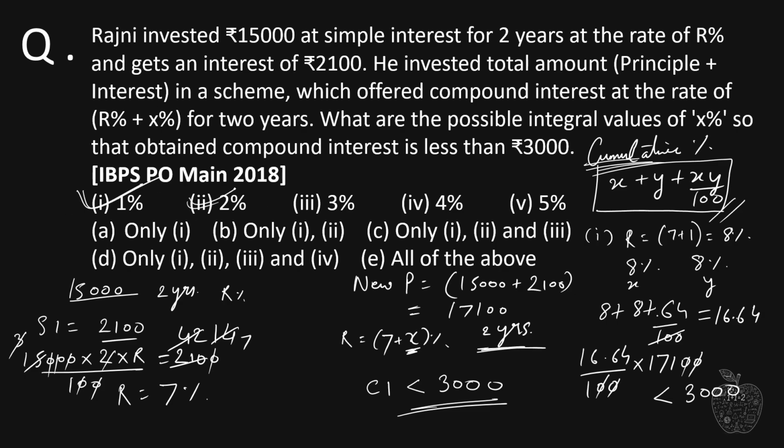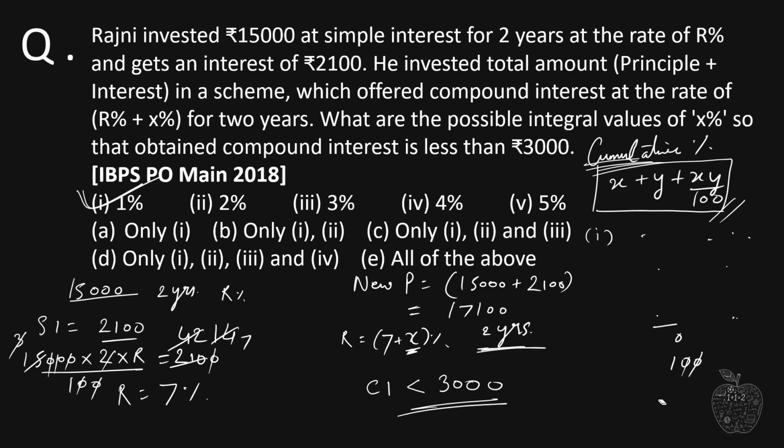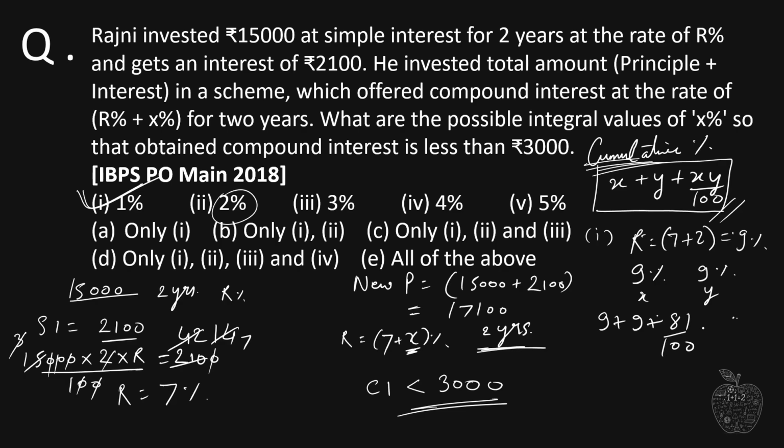Now let's calculate for option 2. Let's take the value of X as 2%. So we get R equals 7 plus 2, which is 9%. So we get 9% in the first year and another 9% in the second year. Let's take this as X and this as Y and substitute these values in the formula. We get 9 plus 9 plus 9 times 9, which is 81, over 100. Two zeros get cancelled and a decimal point is added. So we get 9 plus 9, 18, so 18.81.